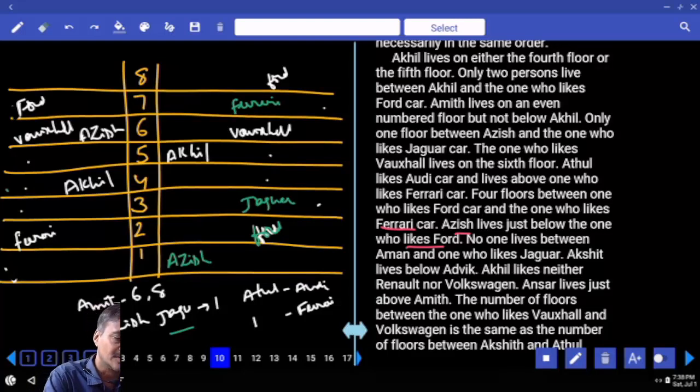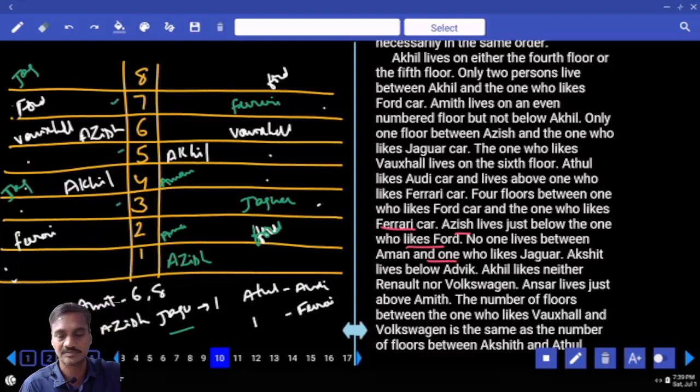And here, Akhil and Atul like a car. Now Jaguar can be here or Jaguar can be on the top floor. No one lives between Aman and the one who likes Jaguar; between Aman and Jaguar there is no person, isn't it? Aman can be either on the fourth or on the second, or on the seventh floor, third floor or fifth floor, three different possibilities.